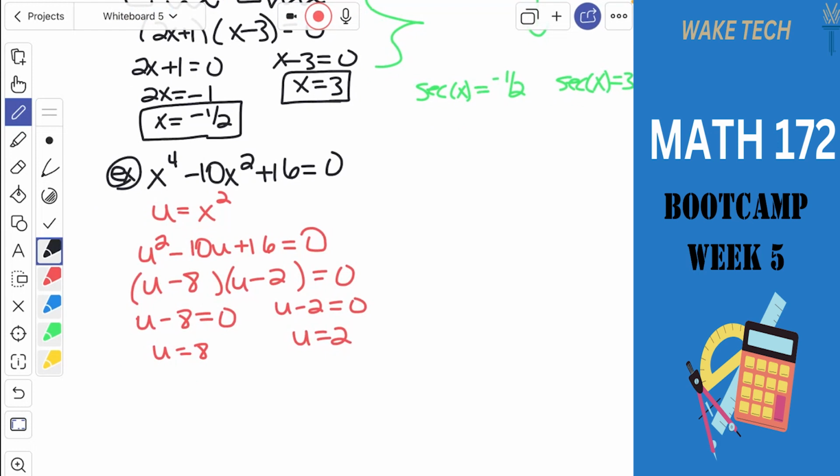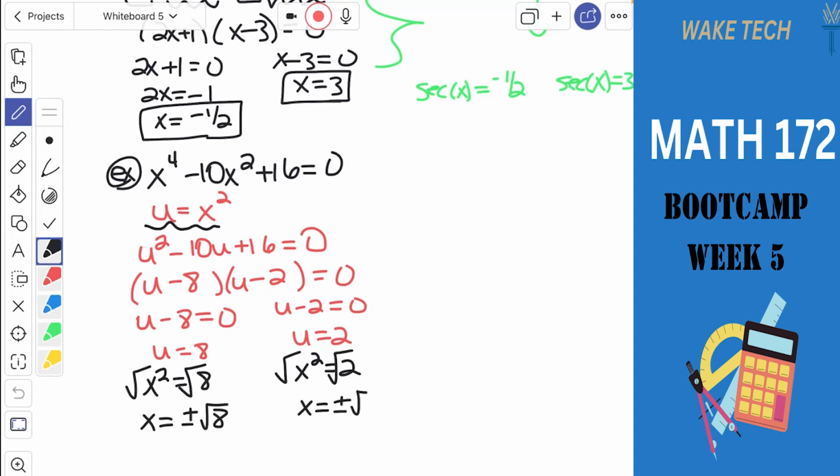So if you make a substitution, you've got to undo it by replacing the u's with whatever you substituted in place of. In our case, that's x squared. So that would be x squared equals 8 and x squared equals 2. To solve for x, we can square root both sides. That tells us that x equals plus or minus the square root of 8, and x equals plus or minus the square root of 2.